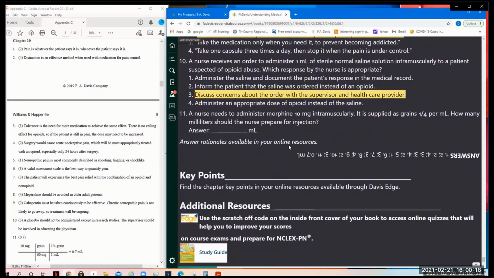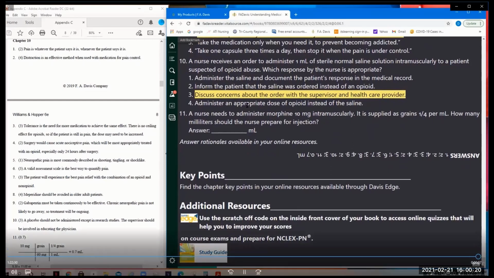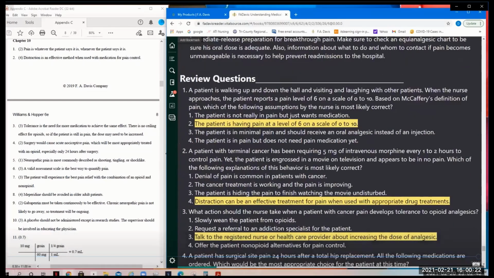And that's all for Chapter 10, Nursing Care of Patients in Pain.